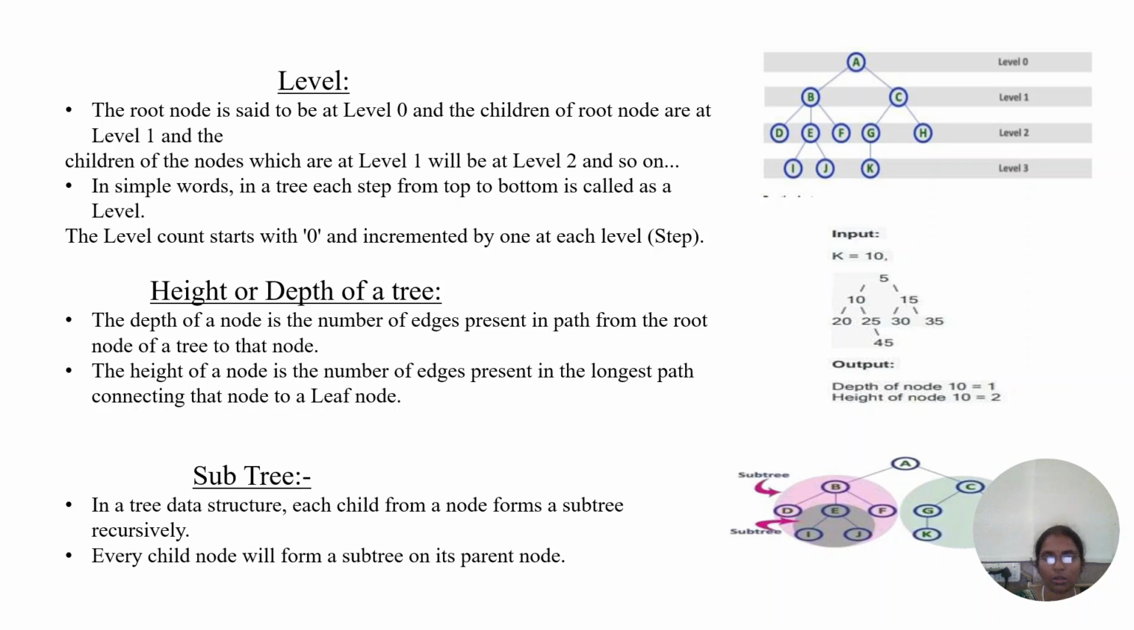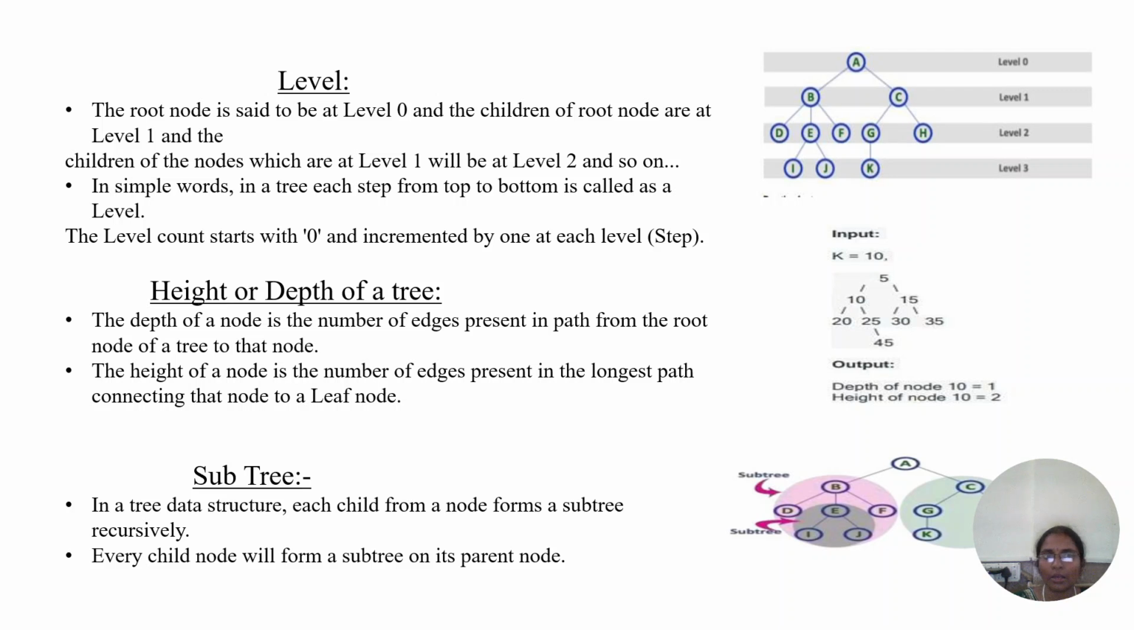That means the node present at a level down to the leaf node. For example, if you are asked the height of the node 10, then from 10 to 25 is one edge and from 25 to 45 is another edge. So the height of the node 10 is 2.